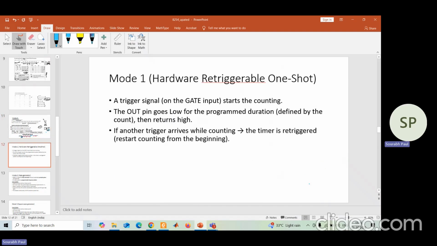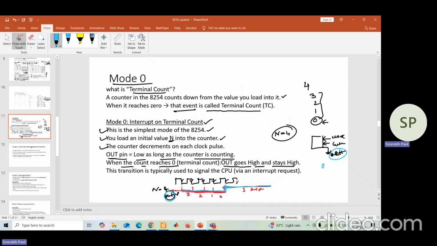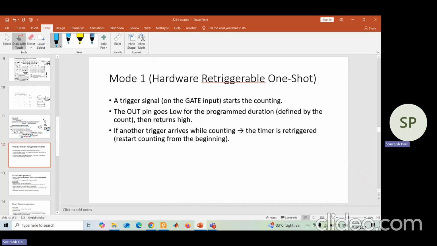Now let's talk about mode 1. And one more thing, when this signal has changed from 0 to 1, then one interrupt is generated. That's why the name is given as interrupt on terminal count. Okay. Now let's talk about the next one, mode 1.